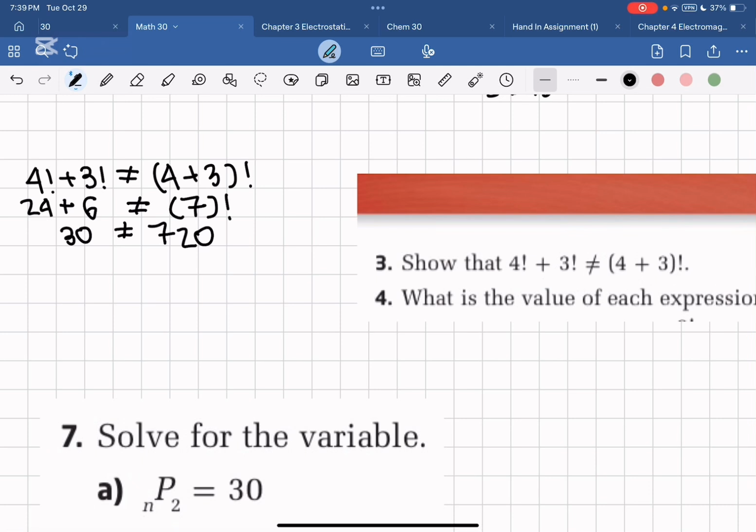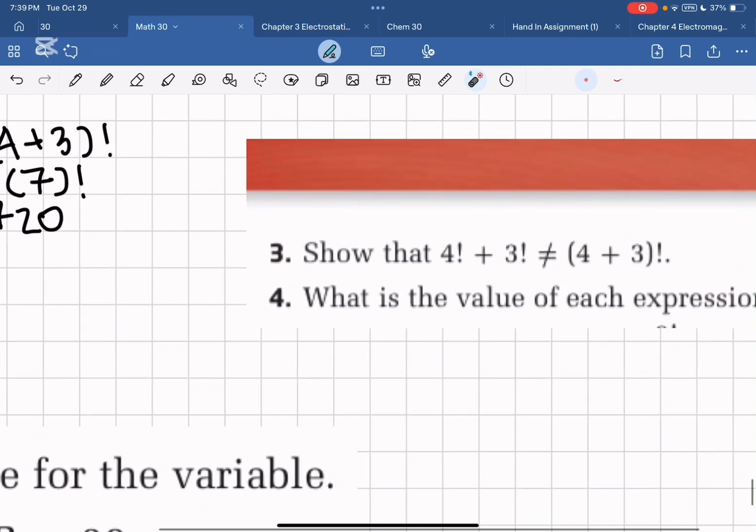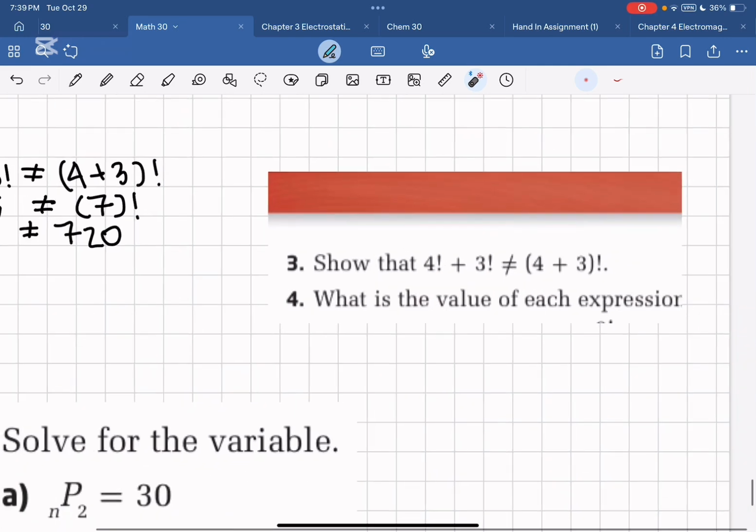The trick that it's trying to show you with this question is that you're assuming that 4 factorial plus 3 factorial is equal to 7 factorial. However, that is not the case, because if you were to fully factor each one of these, fully simplify them, then you would not get 720.